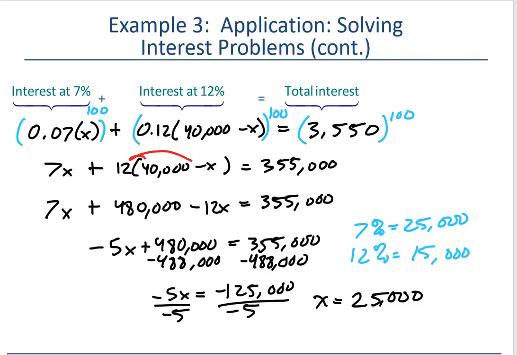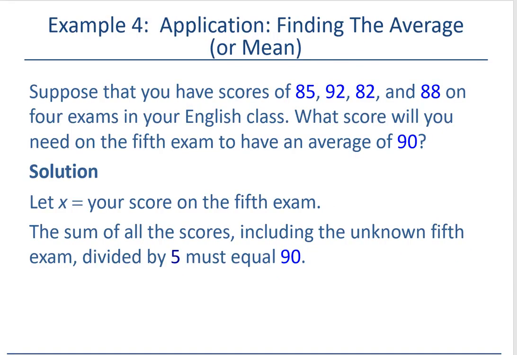All right, let's do one more. Suppose that you have scores of 85, 92, 82, and 88 on 4 exams in your English class. What score will you need on the 5th exam to have an average of 90? Okay, so let x equal the score on your 5th exam. The sum of all the scores, including the unknown 5th exam, divided by 5, must equal 90.